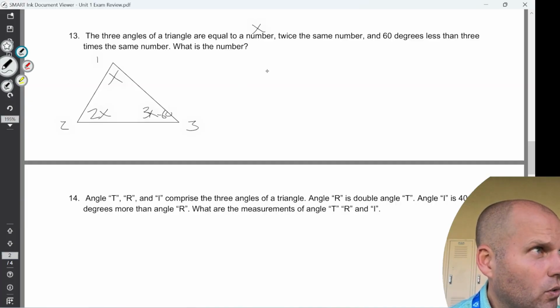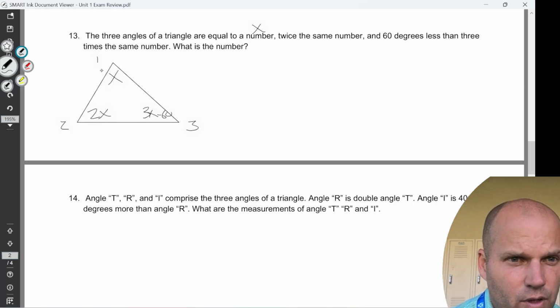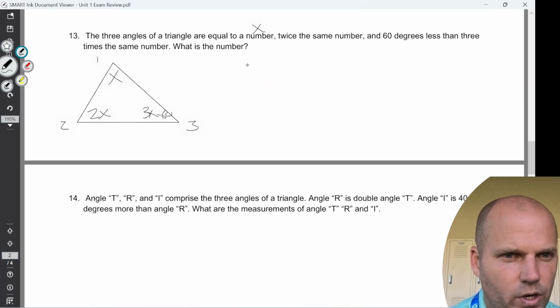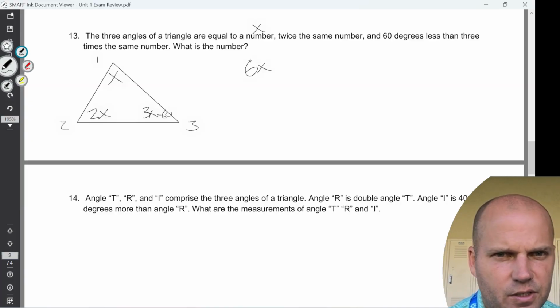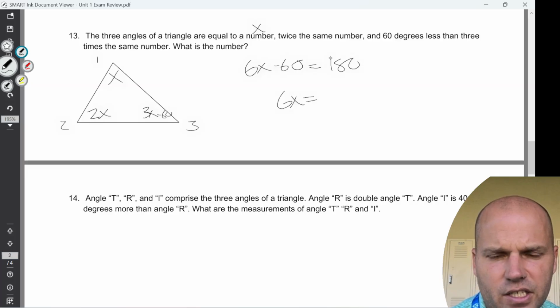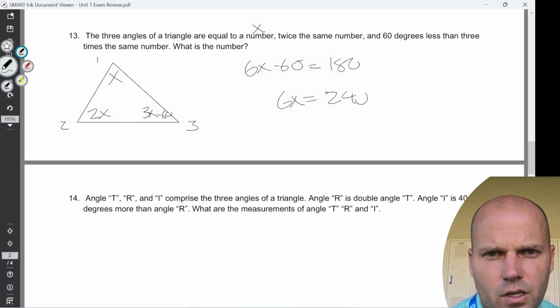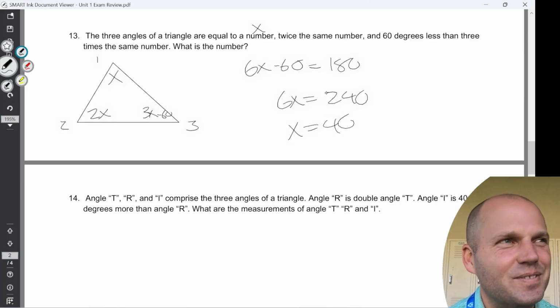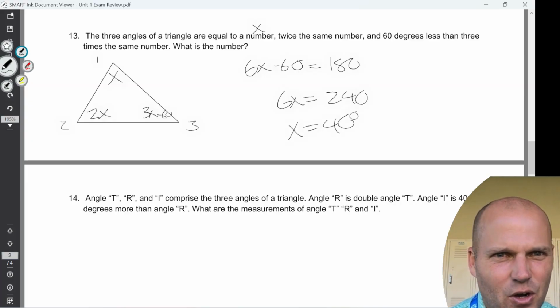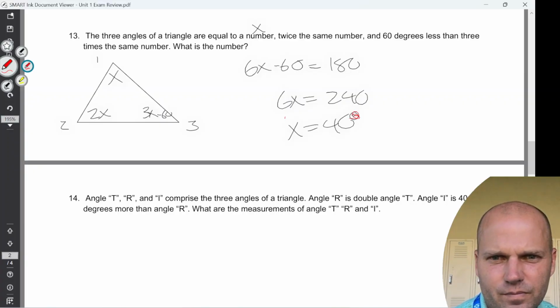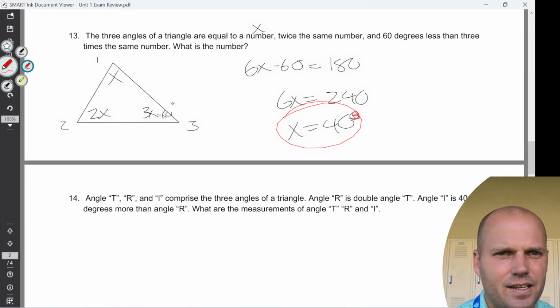All right, so we have x plus 2x plus 3x minus 60 is 180. 6x minus 60 equals 180. 6x equals 240. X equals 40. So the number is 40. The angles are 40, 80, and 60.